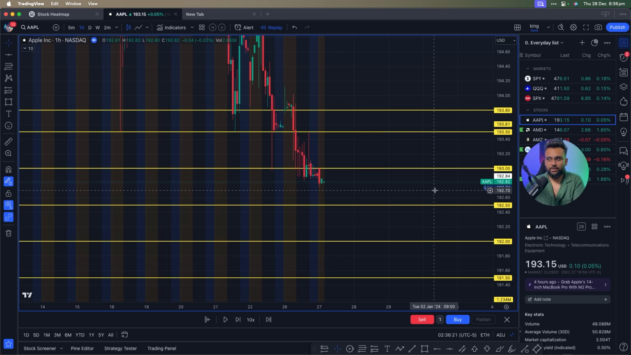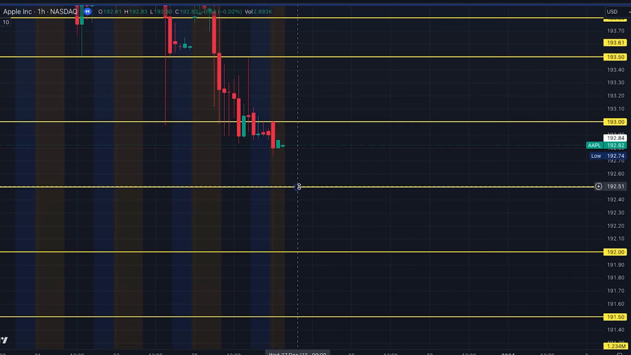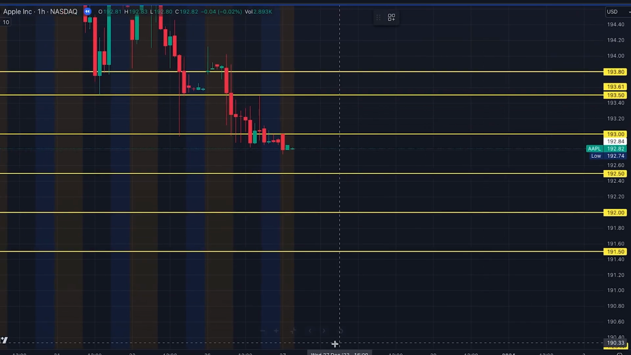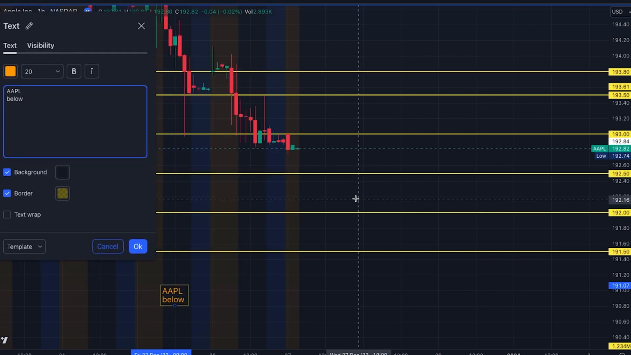But what's the plan here though? How do we trade this? I'll tell you what's the plan. All right. If the price breaks below this level, 192.5, I can go short towards this level, 192, then 191.5. So let's write down the plan here. Apple below, this is how I make my plan every day. Apple below 192.5. Targets, TG means target, would be 192 or target 2 would be 191.5.